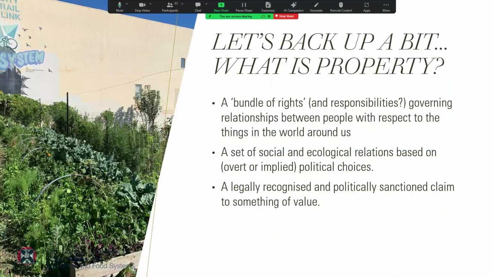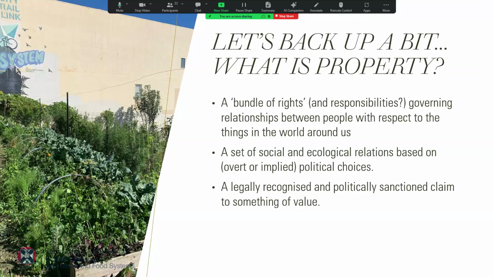property actually is. So property is often colloquially understood as the same thing as ownership. You know, what is property? Well, it's the stuff that I own, I think is how a lot of us might think about this. But legally speaking, property is much more general than that. It's a bundle of rights, and sometimes responsibilities are added in there as well. But it's a bundle of rights that govern the relationships between people with regard to the control, authority over, and use of things in the world around us.